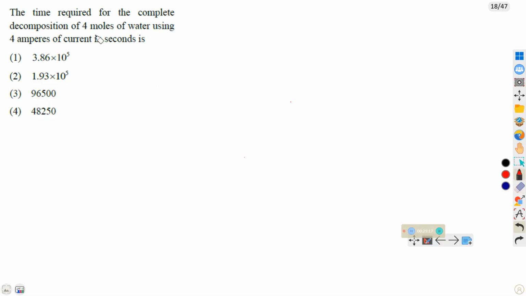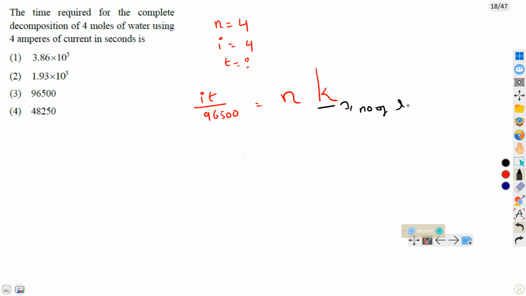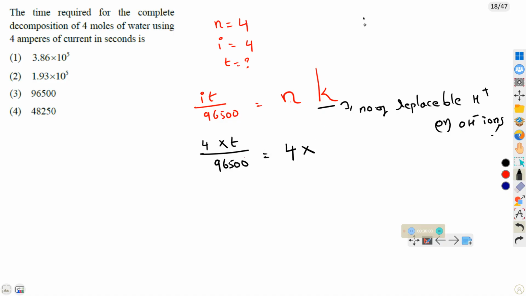The time required for the complete decomposition of 4 moles. Number of moles is given as 4 moles, current is given as 4 amperes, time in seconds is equal to question mark. According to Faraday's laws, IT by 96500 is equal to number of moles into K. What is K? Number of replaceable H plus or OH minus ions. Current in amperes 4, time in seconds to calculate, by 96500 is equal to number of moles 4 into K, for H2O.